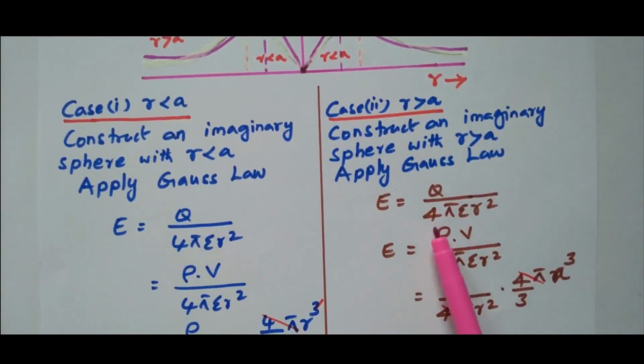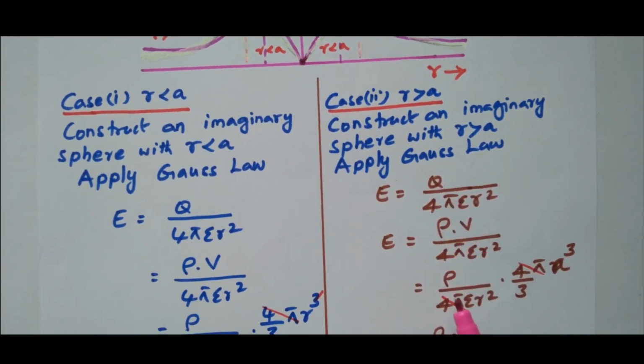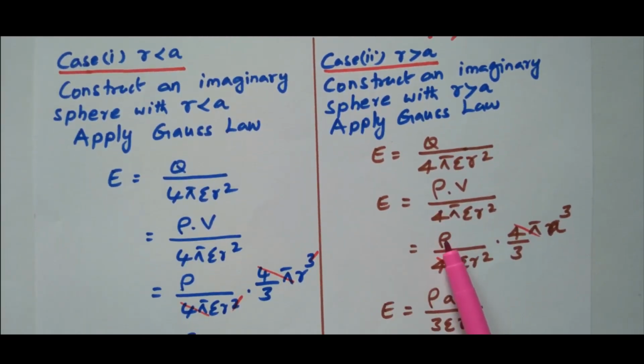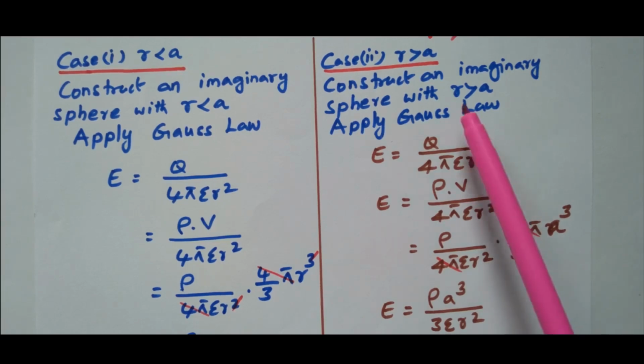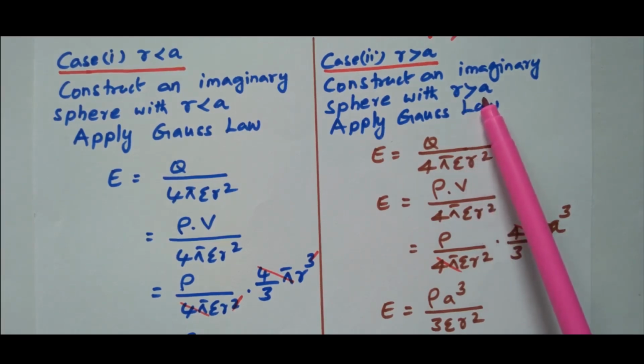E equal to Q divided by 4 pi epsilon R square. This Q is replaced by rho V. So that can be written as rho divided by 4 pi epsilon R square into V. What is the V here? 4 by 3 pi A cube, not R cube. Previously we had R cube. Why are we using A? Because R is greater than A.